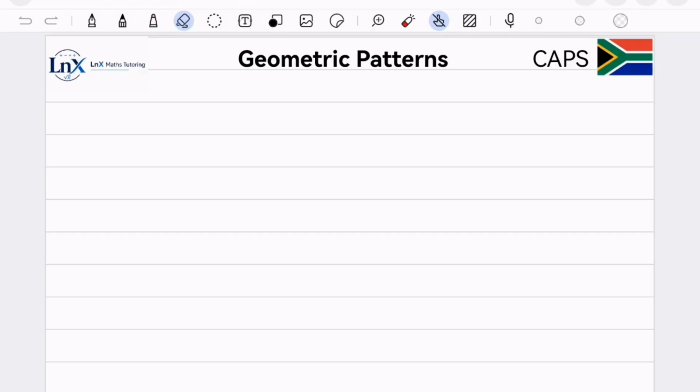Today we'll be covering geometric patterns. We'll firstly cover the concepts and then thereafter we'll do examples to reinforce the knowledge. Furthermore, there's a quiz at the end of this video that can be used to assess your knowledge and understanding of this topic. Let's get started.